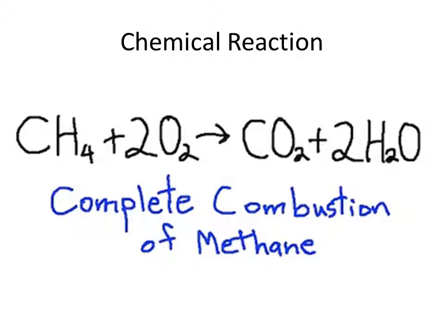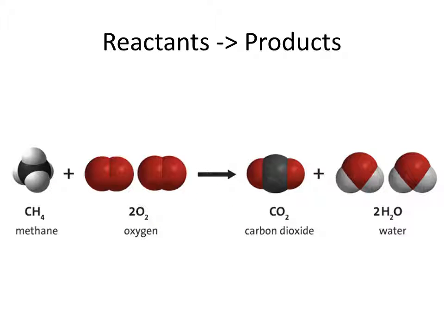The chemical reaction itself can be described by a chemical equation. Here's a chemical equation for the combustion of methane. You have CH4 on the left combining with two oxygen molecules. Those two are called the reactants, and they combine to form carbon dioxide and two molecules of water. Those two are called the products of the reaction.